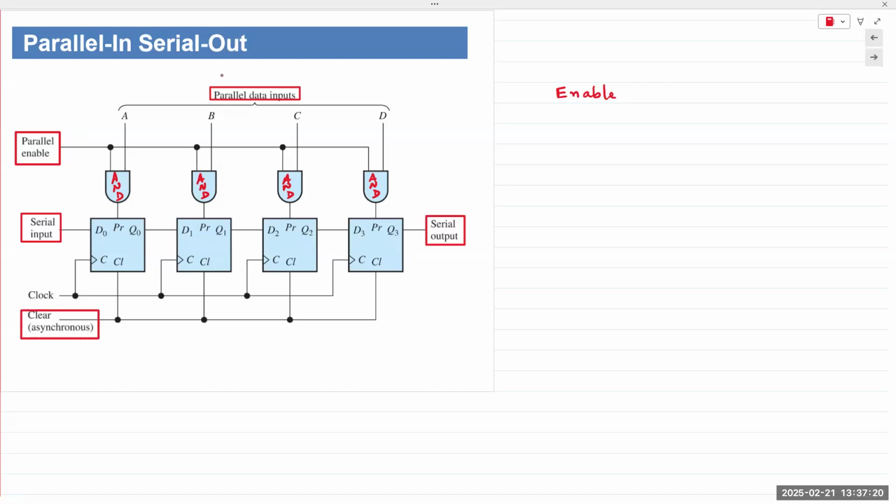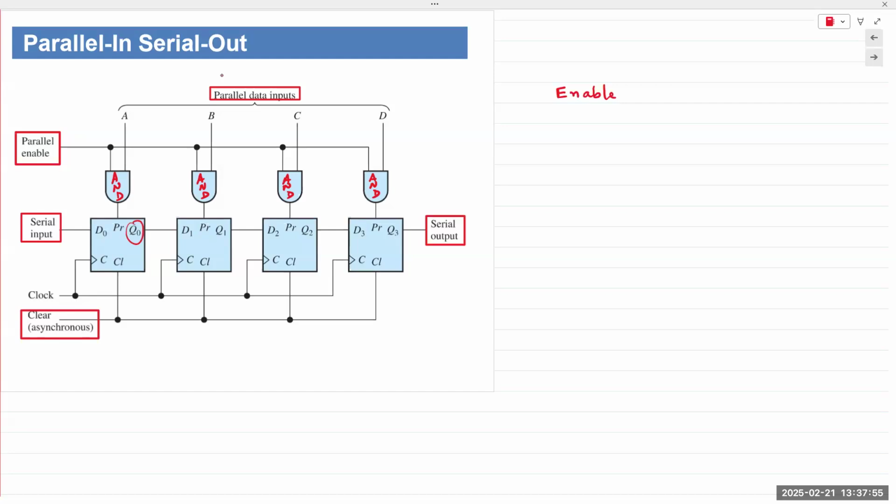Clock keeps everything in sync. The clear, of course, clears out the register of memory and sets everything to 0. Right? Clear sets everything to 0. Preset sets everything to 1. The reason the clear is asynchronous is because it's not connected to any clock signal. If you want to reset our controller boards or our chips, we press a reset button. That's what this is doing. It clears everything out from memory and sets everything to 0. So that's why it says asynchronous.